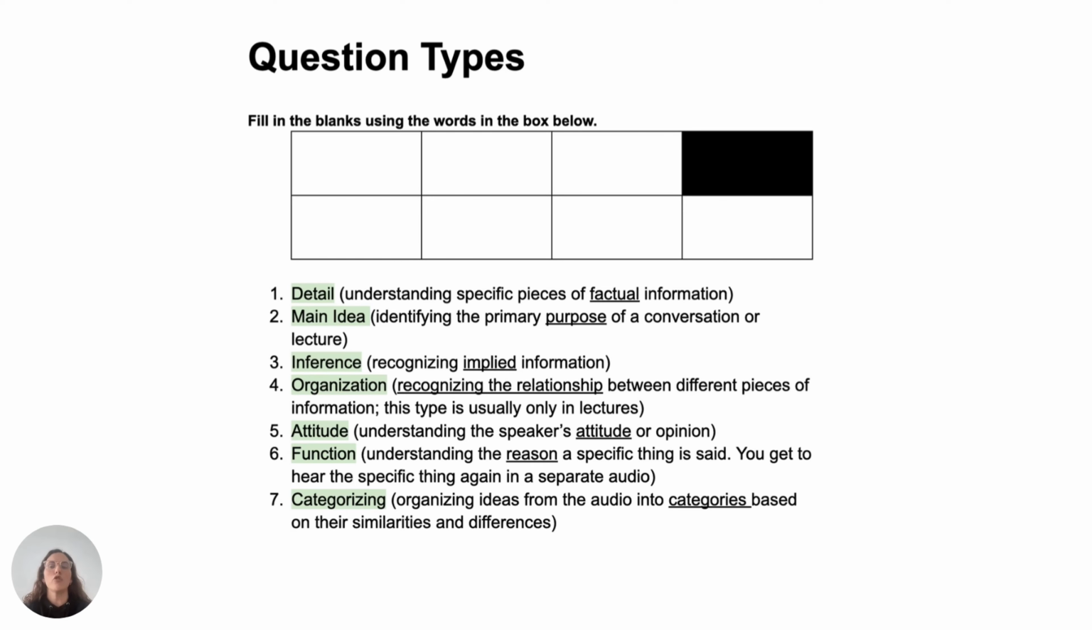If you've practiced the TOEFL listening before, you probably can recognize these right away. These function questions are when you listen again to a small part of the lecture or conversation, and then they usually ask something like, why did the professor say this? Or what did the student mean when they said this? And again, the last one is categorizing.